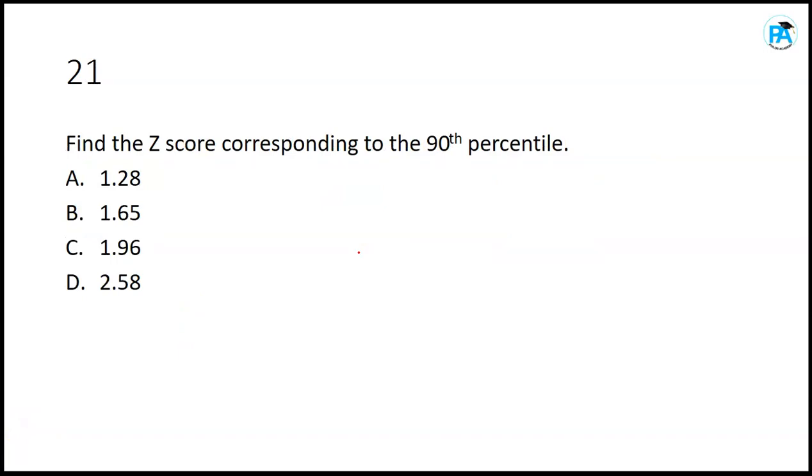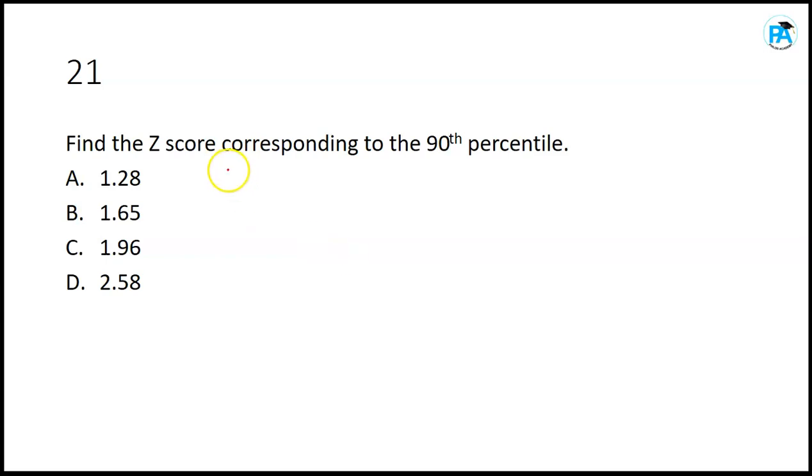So let's go to question 21. Question 21 says, find the z-score corresponding to the 90th percentile. Just convert the 90th percentile to a decimal. 90th percentile means 90 over 100 times 1, because the total area under the curve is 1. Or just 90 over 100. That gives you 0.9000.